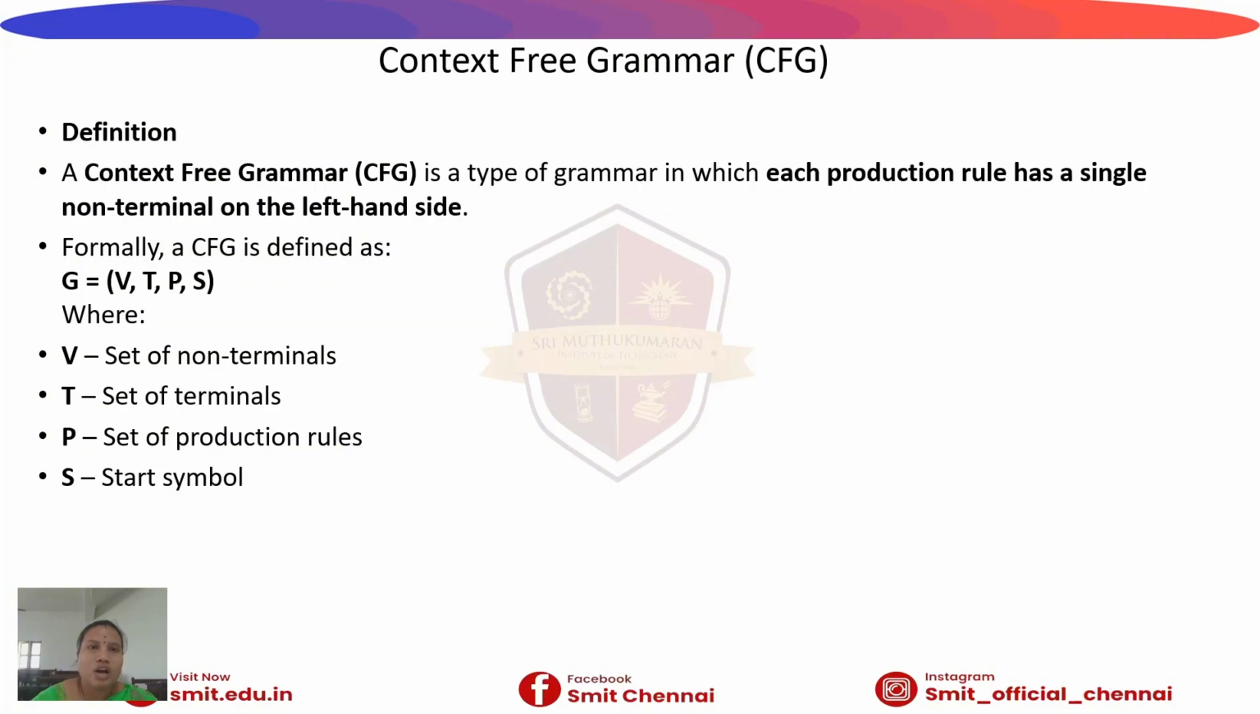The next one is the context-free grammar. A context-free grammar is a type of grammar in which each production rule has a single non-terminal on the left-hand side. CFG also has a four-tuple representation: CFG equal to V comma T comma P comma S. V means variables, also called the set of non-terminals. T means the set of terminals. P means the set of production rules. S means the start symbol.